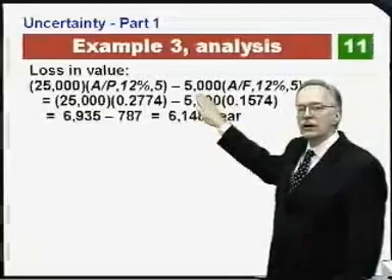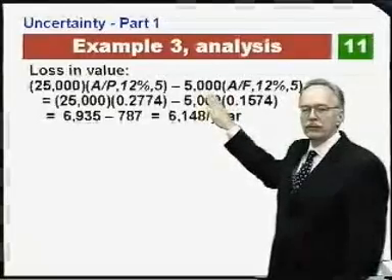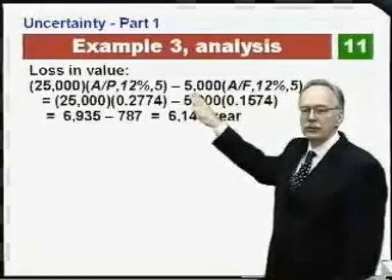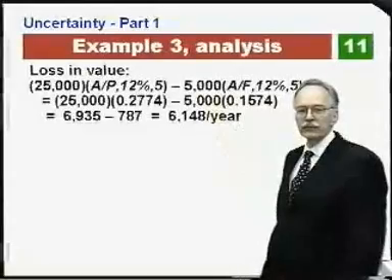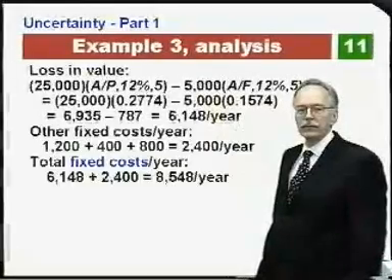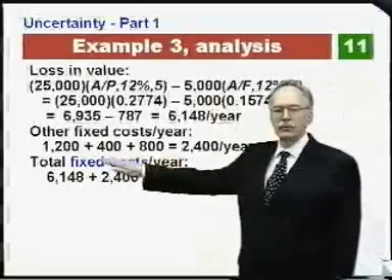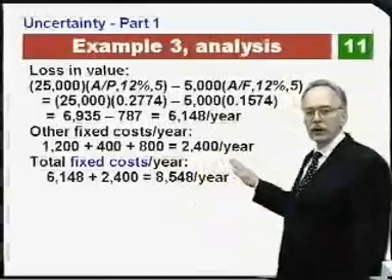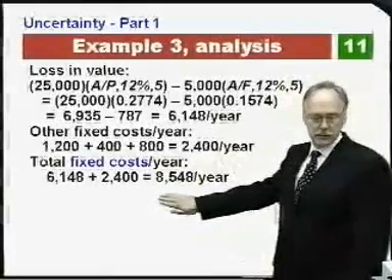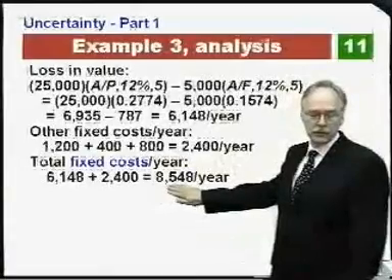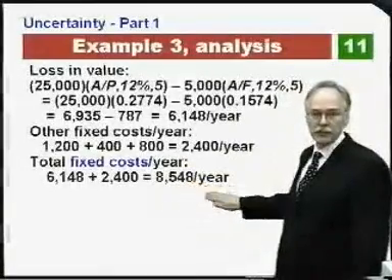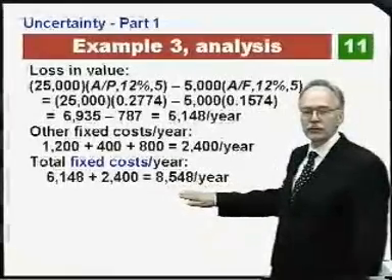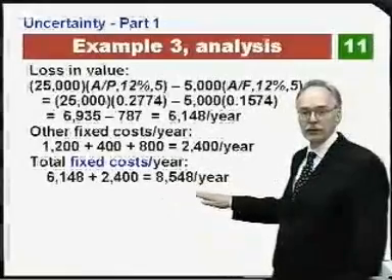Now granted, the resale value of the car would depend upon the number of miles driven. But for most practical situations, let's say this value isn't going to change too much based on a typical number of miles driven for the car. Other fixed costs are the $1,200, the $400, and $800. That's insurance, taxes, and repairs. That's $2,400 a year. So the total fixed costs then would be about $8,548 per year. And that would depend very little on the number of miles driven. So we might assume that it doesn't depend upon the miles driven.